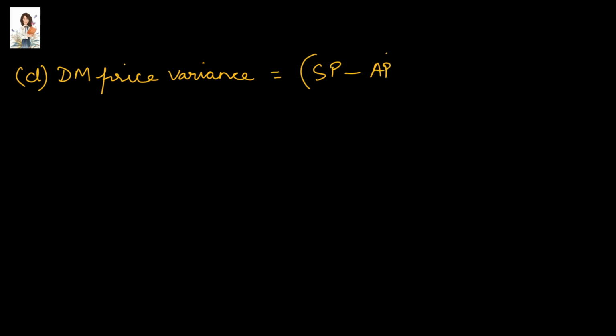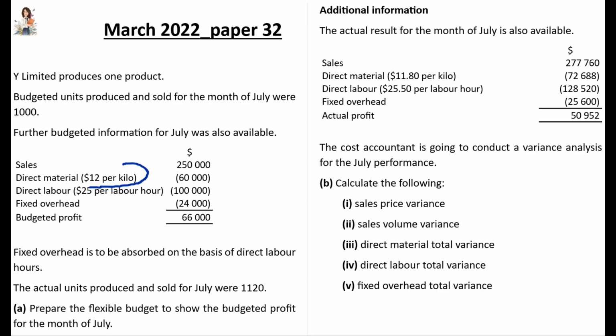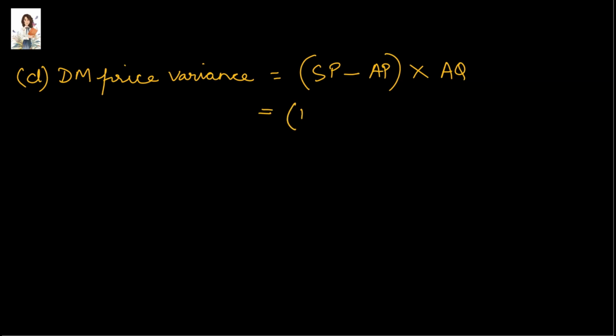So first we'll find direct material price variance. This is part D. Direct material price variance is equal to standard price of material minus actual price of material, the whole thing multiplied by the actual quantity of material. Now standard price of material is $12 per kilo and the actual price of material is $11.8 per kilo. So this is 12 minus 11.8, the whole multiplied by the actual quantity of material. Now we don't know the actual quantity of material consumed.